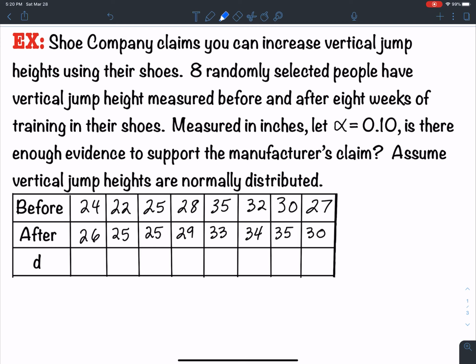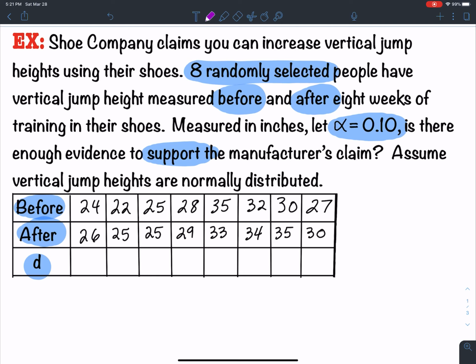Okay. So 8 randomly selected people have their vertical jump measured before and after 8 weeks of training, measured in inches. Let alpha be 0.1, so 10% alpha. Is there enough evidence to support the manufacturer's claim that their shoes are going to increase the jumps? Here's our before and our after data, and we need to calculate the differences.